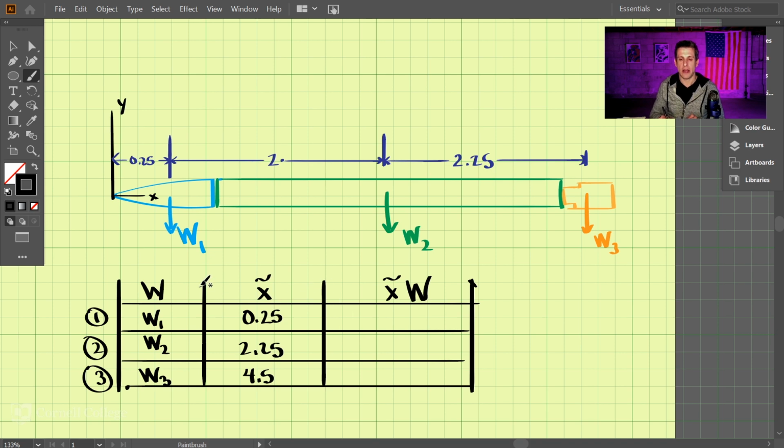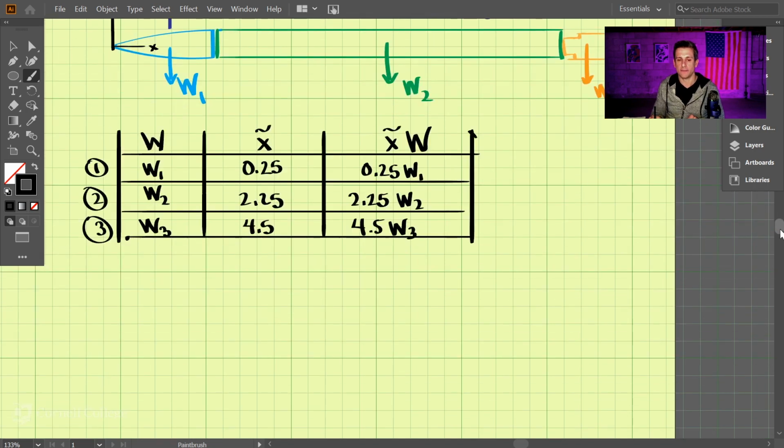All right, lastly, we take the multiplication of these 2 columns together. So the first one turns out to be 0.25 W1. The second one is 2.25 W2. And the last one is 4.5 W3. And in many problems, we will be given the actual weight in newtons or pounds here for each of the components. Now we need to get to our formulas, all right?